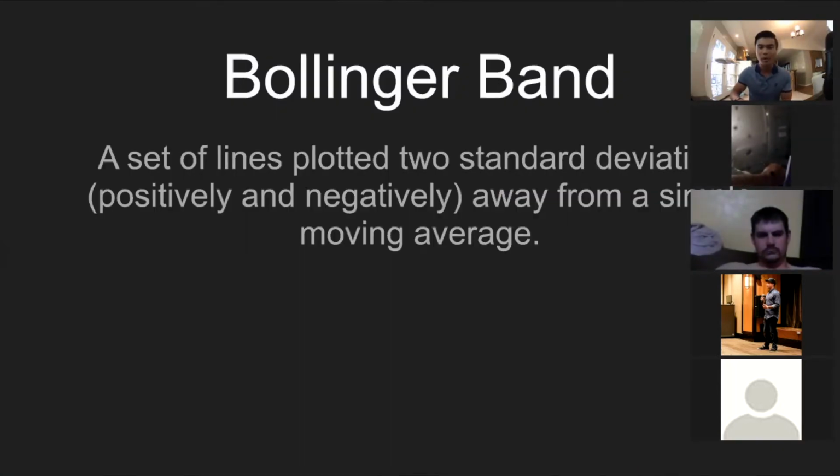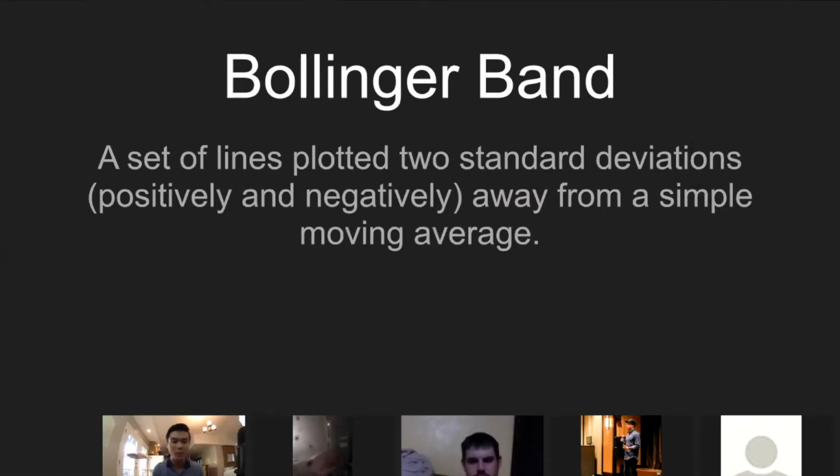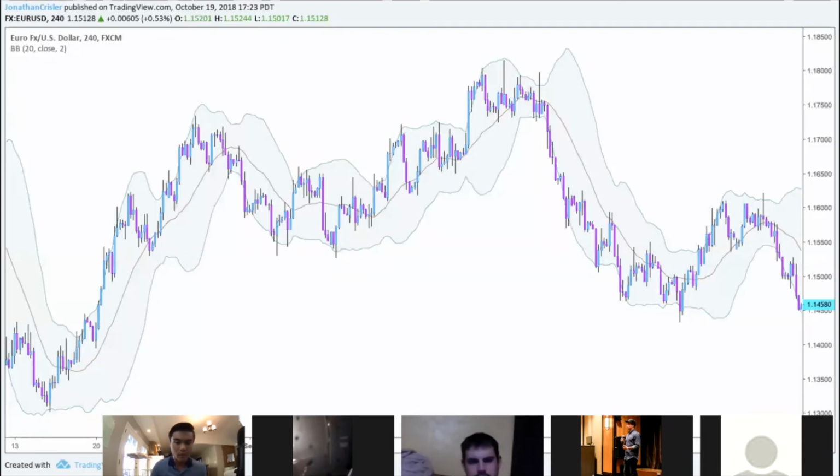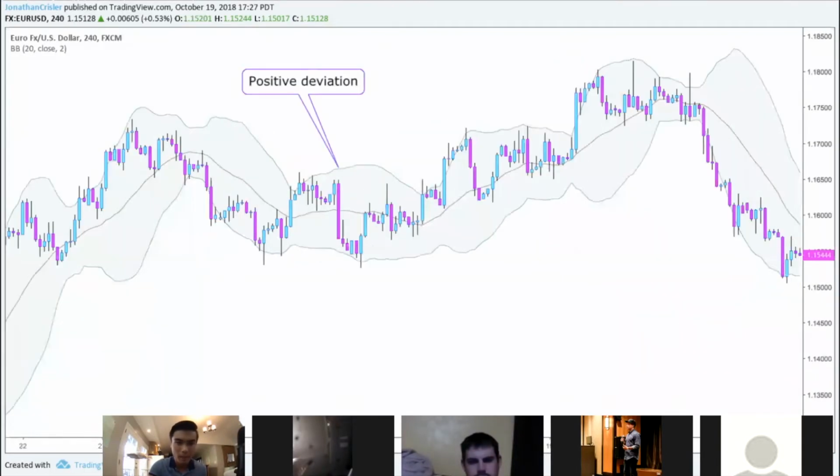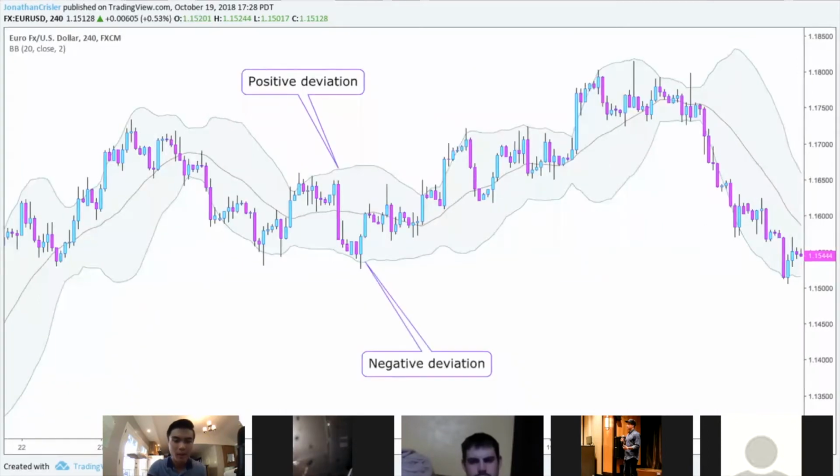All right, so what is a Bollinger Band? The definition of one is a set of lines plotted 2 standard deviations positively and negatively away from a simple moving average. So what does that mean in English? So here is a Bollinger Band. On the top is the positive deviation, and the bottom is the negative deviation. All this means is it was plugged into an algorithm based off that line in the middle, that red line, the moving average. They're just set a certain deviation away from that simple moving average.